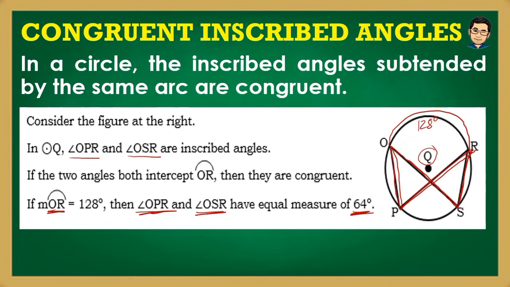So, paano na naman naging 64 yan? Applying inscribed angle theorem. Yung sukat ng intercepted arc, hatiin lang natin, makukuha natin yung sukat ng inscribed angle. Ibig sabihin po, itong mga dinrawing ko na yan, ang sukat pong pareho ay 64 degrees.